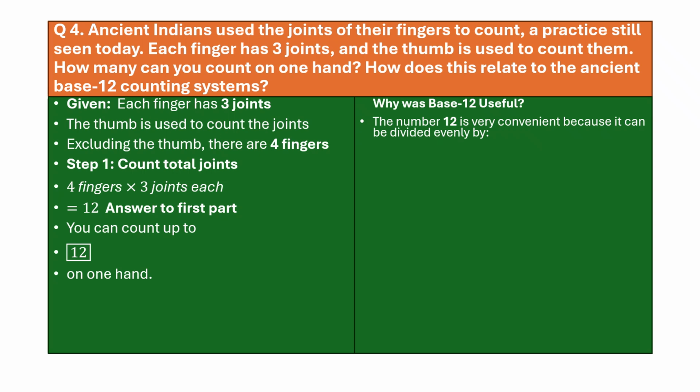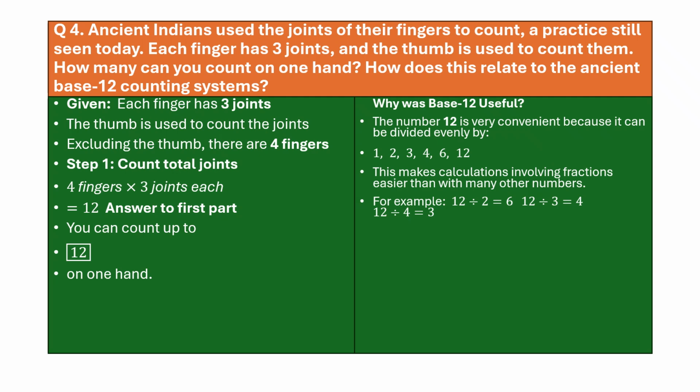The number 12 is very convenient because it can be divided evenly by 1, 2, 3, 4, 6 or 12. This makes calculations involving fractions easier than with many other numbers. For example, 12 divided by 2, 12 divided by 3, 12 divided by 4.